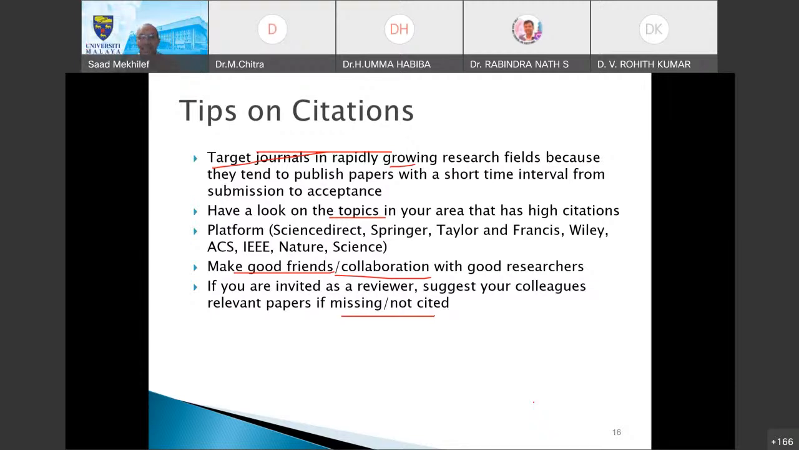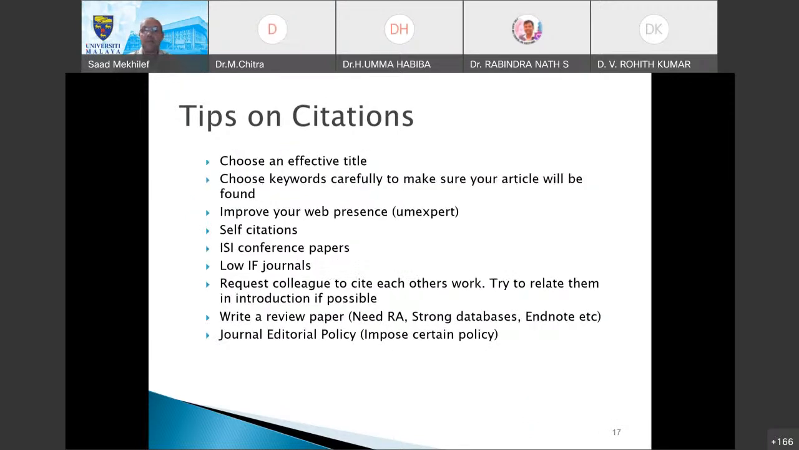Open access tends to have higher citations compared to subscription journals. But the problem with open access is the higher fee. Okay, so a higher fee usually doesn't encourage people to publish, especially from developing countries and poor countries.